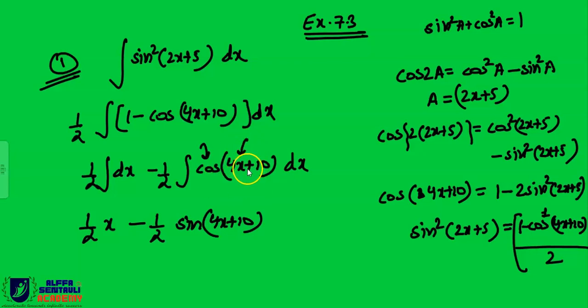In order to reach this thief, in differentiation we used to multiply by 4, but in integration we divide by 4. Got it? And plus c will be there. We should add the constant. So this is your final answer. Correct, beta? Understood? Should we move to the next question now?